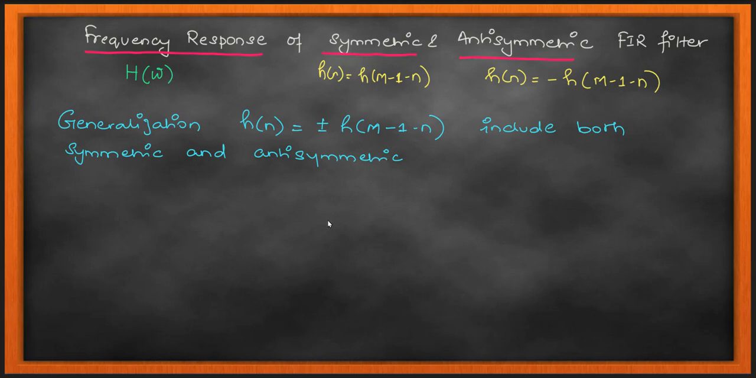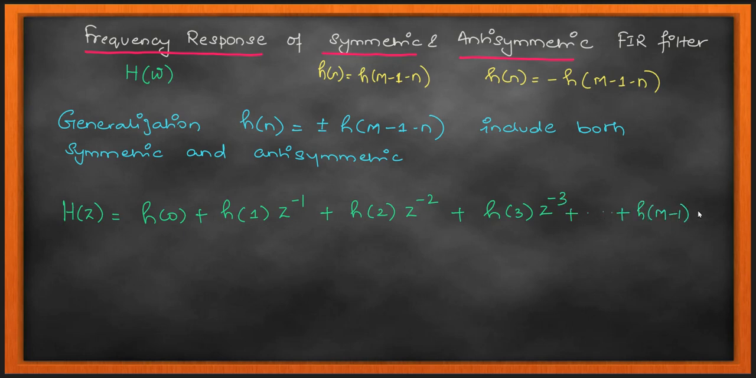Since the symmetric and anti-symmetric differ only by a plus or minus, it makes sense to derive the frequency response of the anti-symmetric and the symmetric together. The first line I have written is the generalization, h of n is equal to plus or minus h of M minus 1 minus n, to include both my symmetric and anti-symmetric response derivation in a single calculation. I can show you. So now I am writing the H of z.